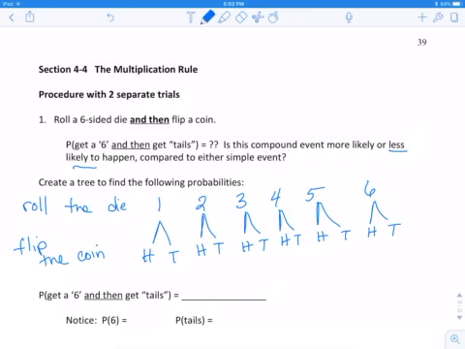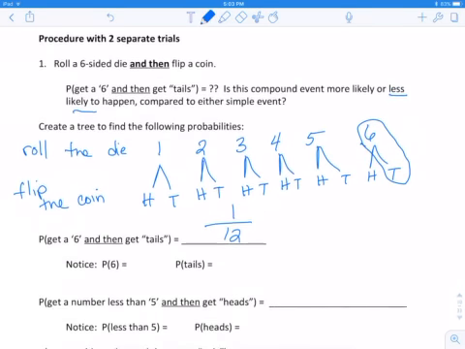So the probability of getting a 6 and then getting a tail. If we count all of our possibilities here, we see that there are 12 possible outcomes. And there's only one place where we rolled a 6 and then we got a tail. So that would be 1 out of 12.